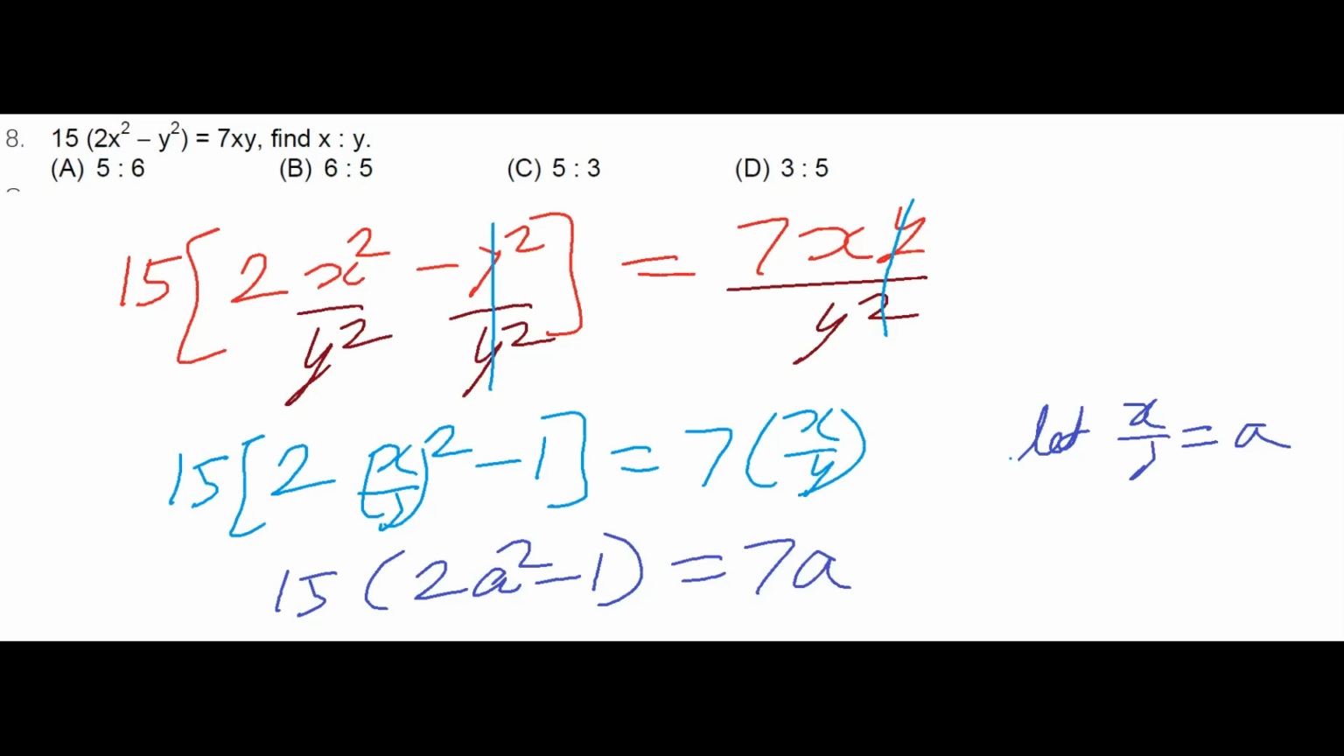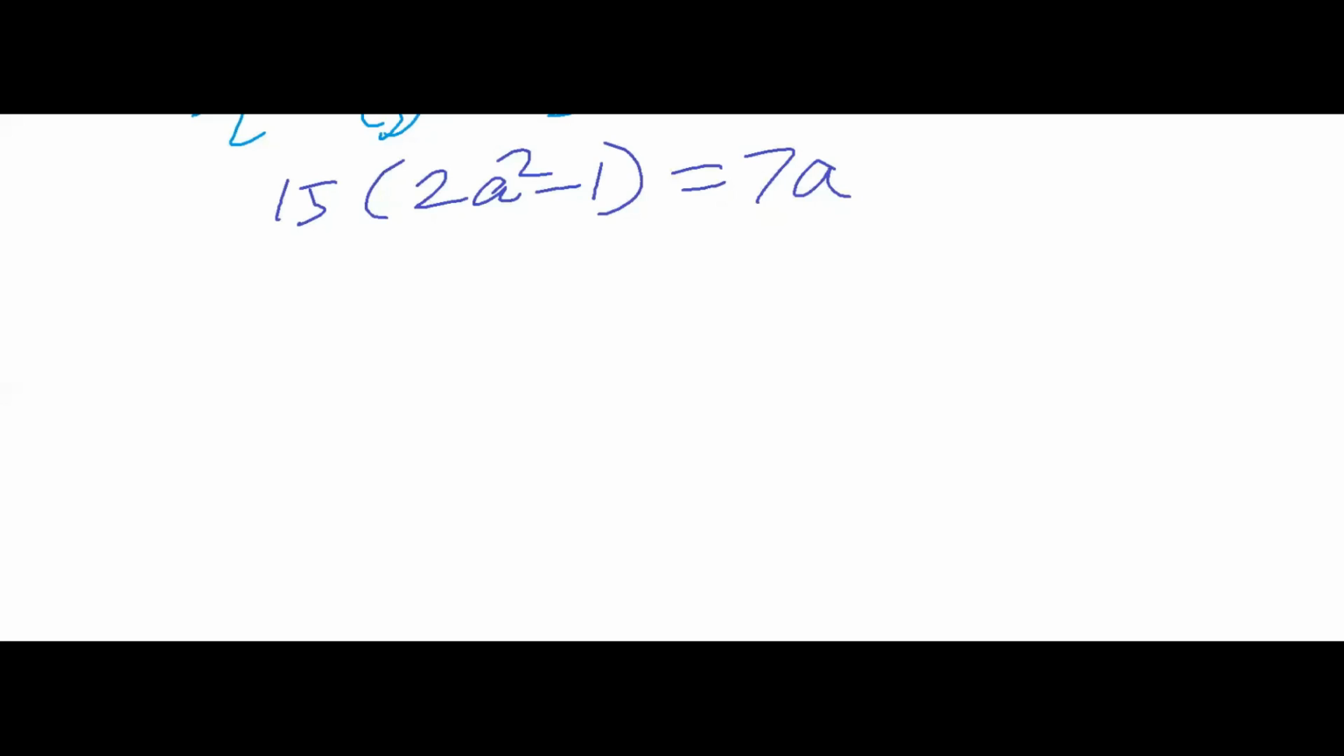Now I need to solve this. Okay. So now I have this 15 into 2a square minus 1 is equal to 7a. So this is a quadratic equation in variable a. So 15 into 2 is 30. So I'll write 30a square. Okay, this 7a I'm going to transpose here. So this will become minus 7a.